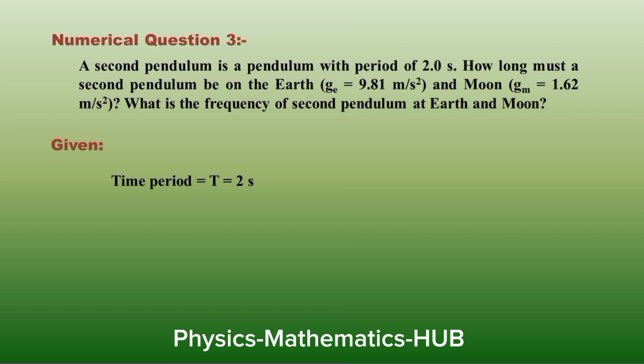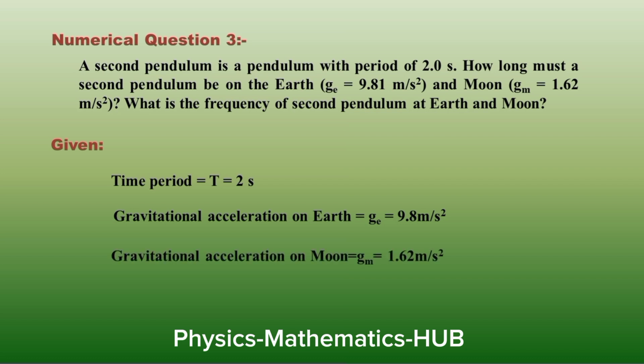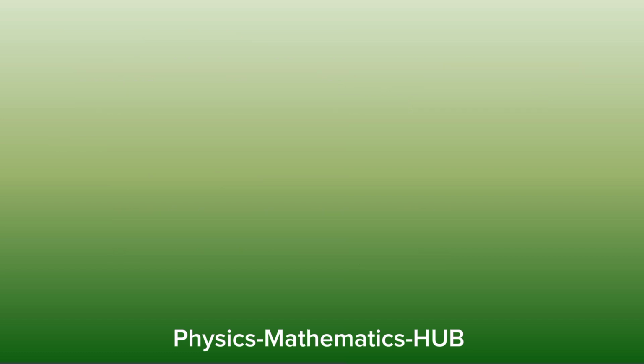We are given the time period, which is represented by capital T and is equal to 2 seconds. Gravitational acceleration on earth, represented by GE, is equal to 9.8 meter per second square, and gravitational acceleration on moon, represented by GM, is equal to 1.62 meter per second square.